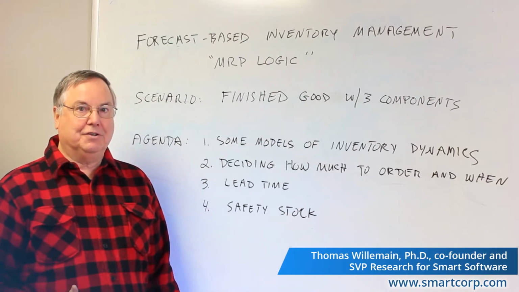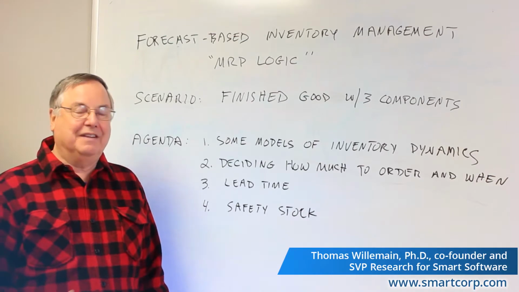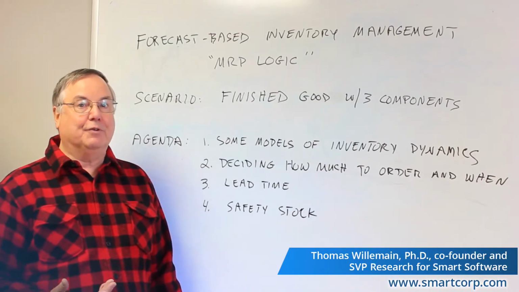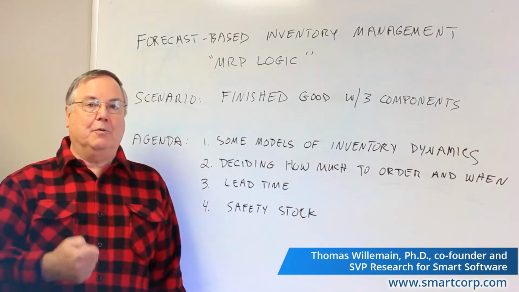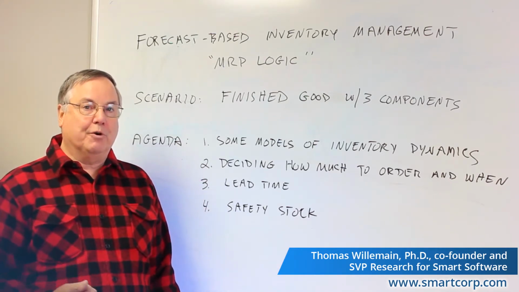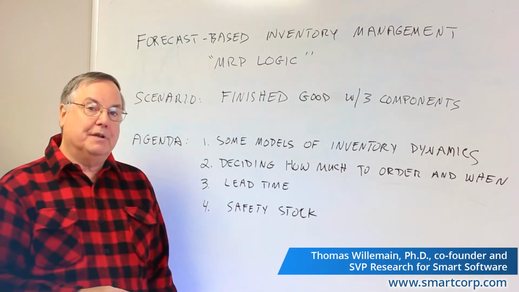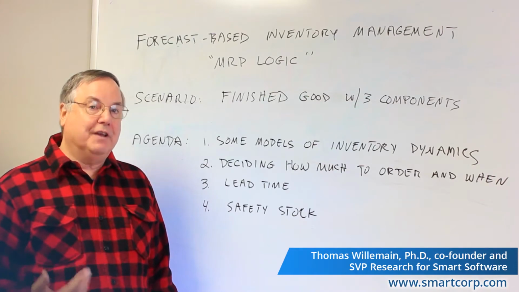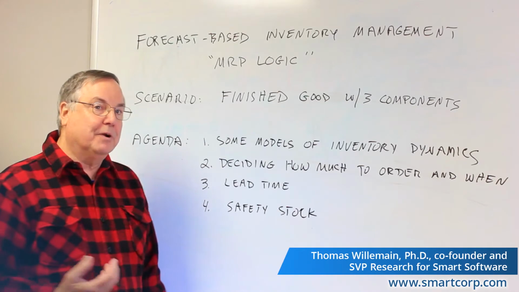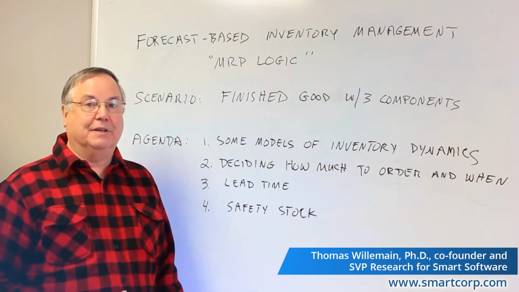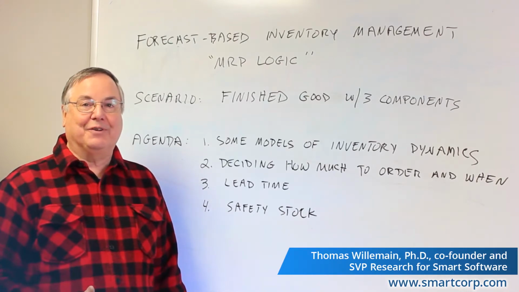And our agenda today has four parts. We'll start by looking at some very simple and then less simple models of inventory dynamics. Second part will be to think about how we determine how much to order and when to make the order. The third part of the agenda is to understand where does lead time come from? How do we calculate lead time? And the fourth part is where does safety stock come from? How do we calculate safety stock? So that's our scenario, that's our topic, and that's our agenda.